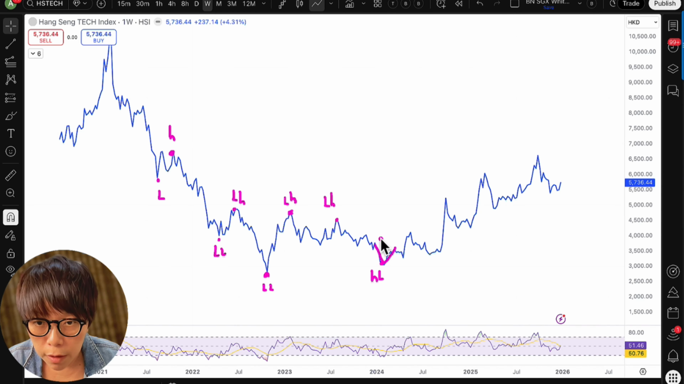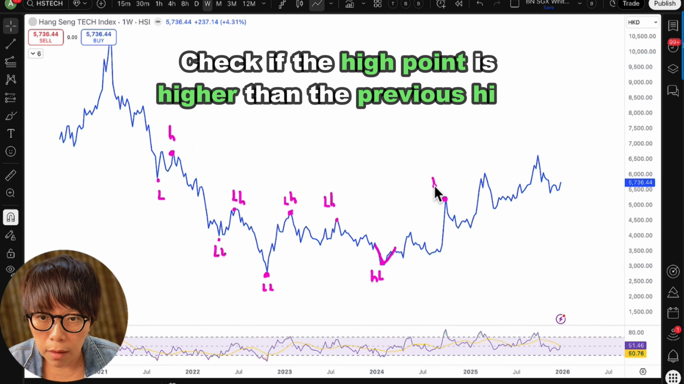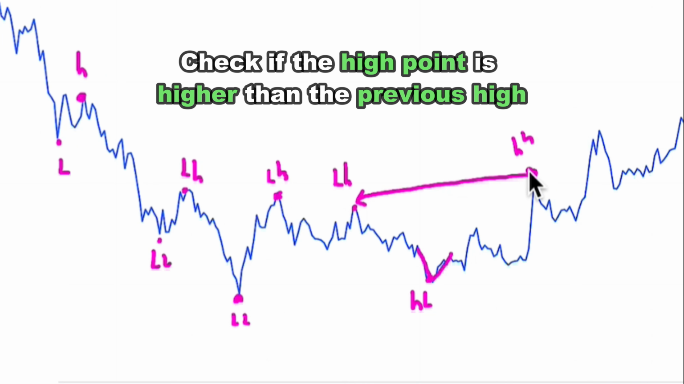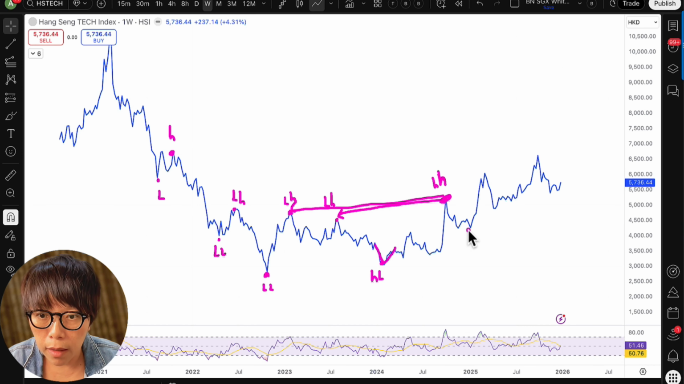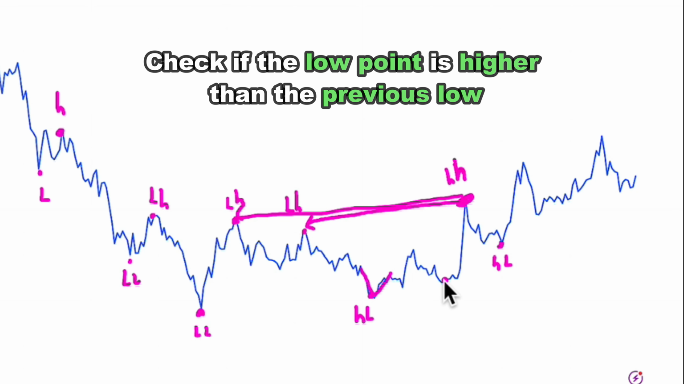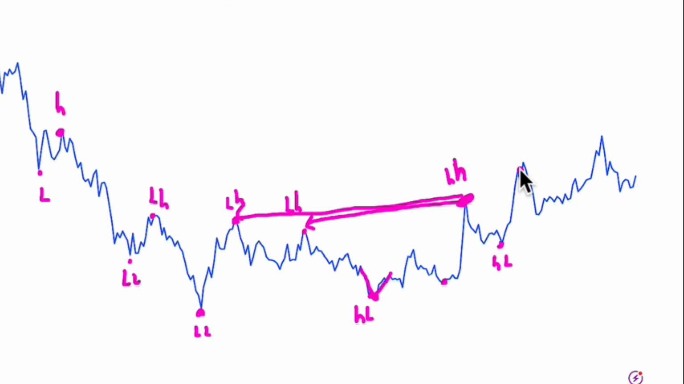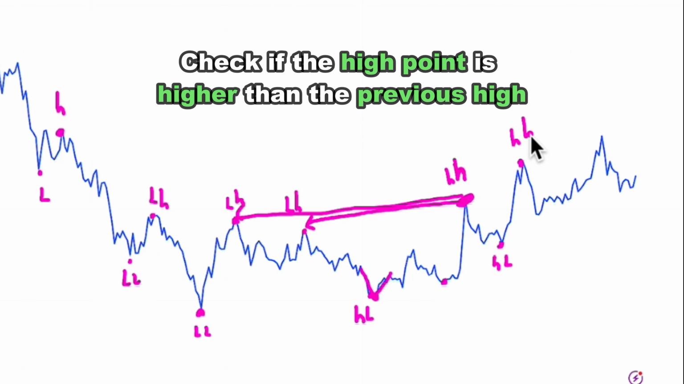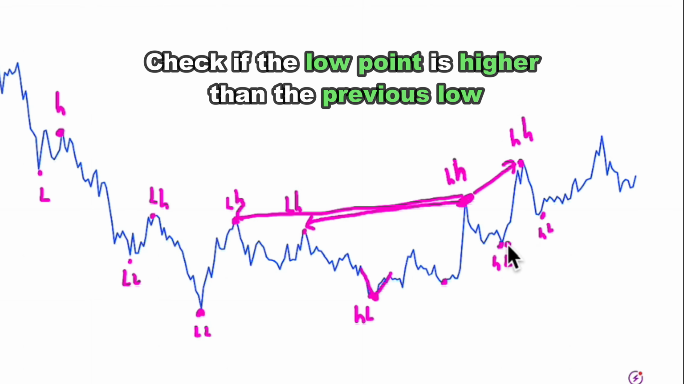So what do I need to observe next? I need to observe that the high point is making a higher high than the previous high. We can see that this particular high point here is making a higher high than the previous high. Then what I need to observe again is whether the low point here is making a higher low, which in fact it is, if I compare to this point and this point here. Next high point, is it making a higher high versus the previous high? Yes, it is. Is it making a higher low versus the previous low? Yes, it is.